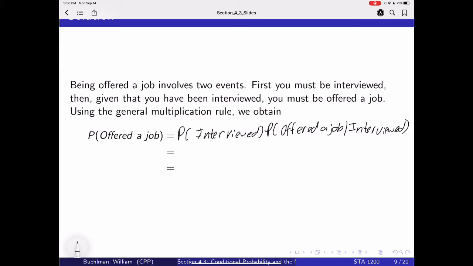And the probability of being interviewed, again, was 0.15. And the probability of being offered a job given that you were interviewed was 0.35. So our probability of being offered a job is 0.0525. So that is the probability of being offered a job.